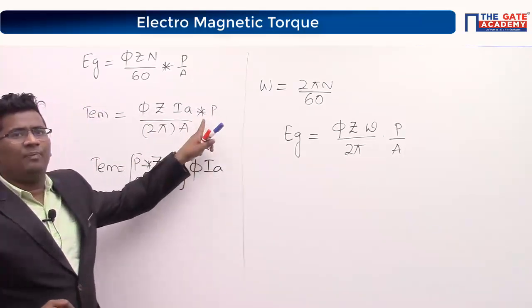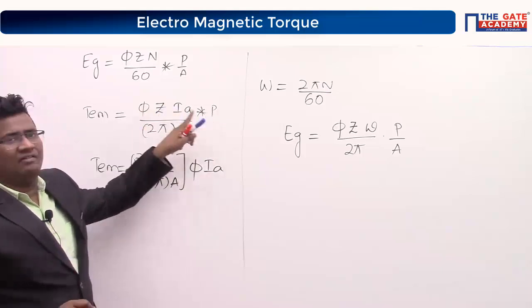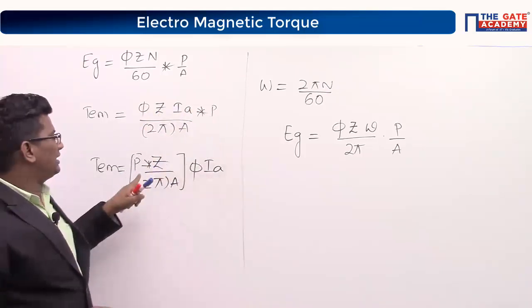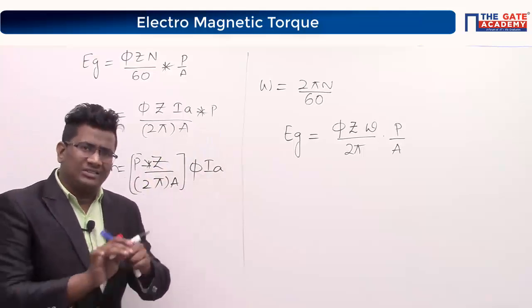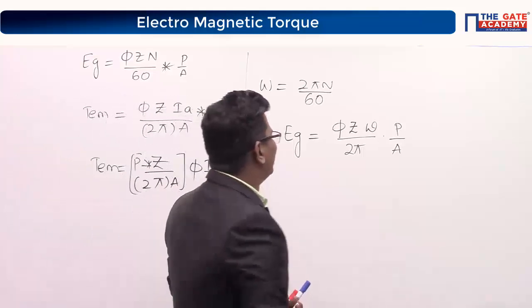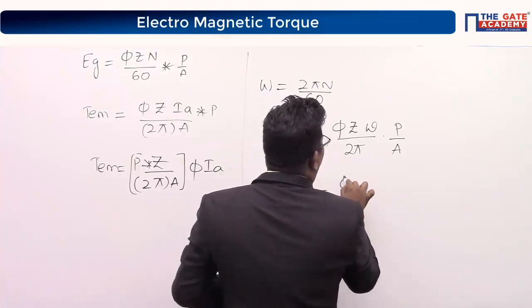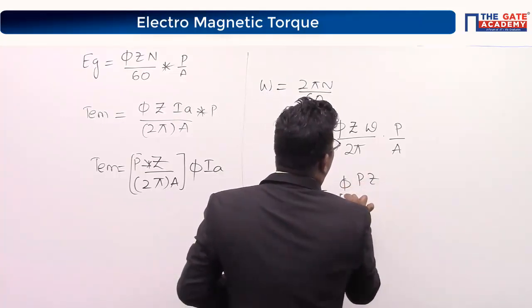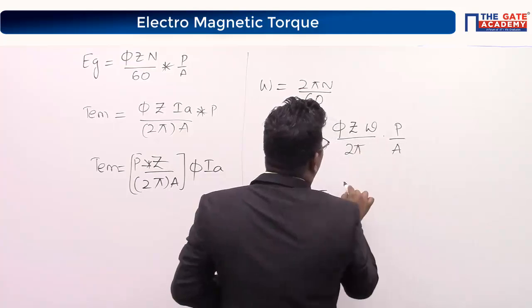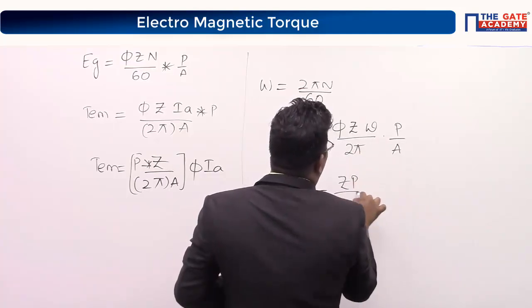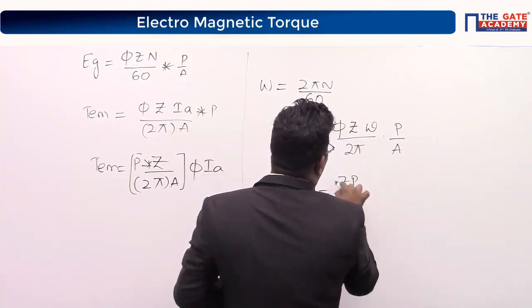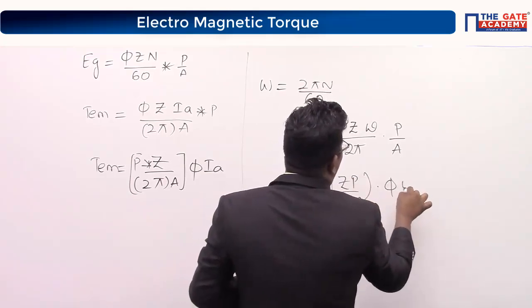If you have a flux per pole phi, and if you have p poles, I will multiply with p. Is P a constant or variable once the design is over? Sorry, not phi p z. It is Z p by 2 pi A into phi omega.